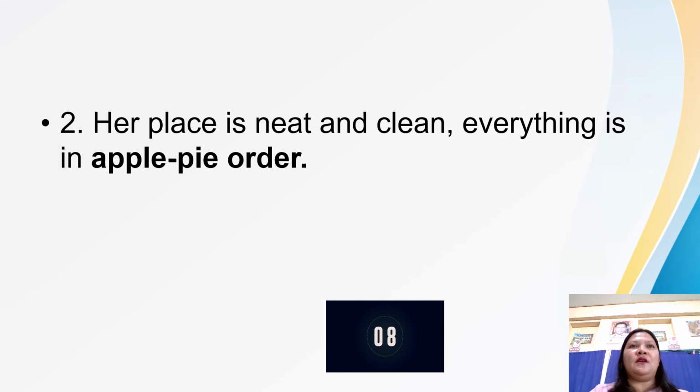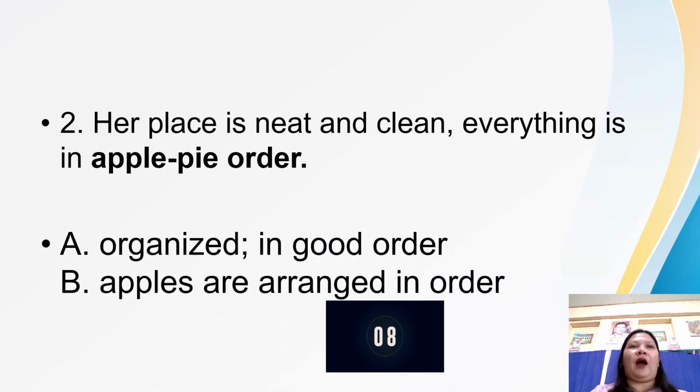Number 2 is her place is neat and clean. Everything is in apple pie order. Apple pie order means A. Organized or in good order, or B. Apples are arranged in order. Again, I will give you 10 seconds for you to answer the question.